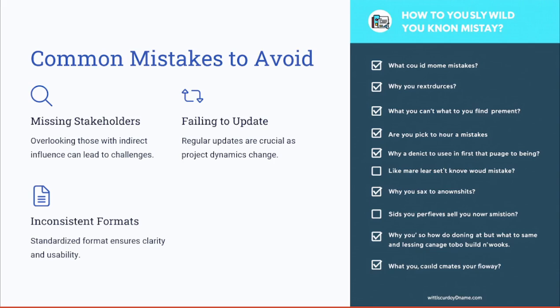What are the common pitfalls or mistakes to avoid when identifying the stakeholders or creating the stakeholder register? Overlooking key stakeholders, such as those with indirect influence, can lead to unexpected challenges. Additionally, failing to update the stakeholder register as the project dynamics change, or using inconsistent formats, can reduce its effectiveness. Ensure regular updates and a standardized format, which are essential for maintaining its utility.